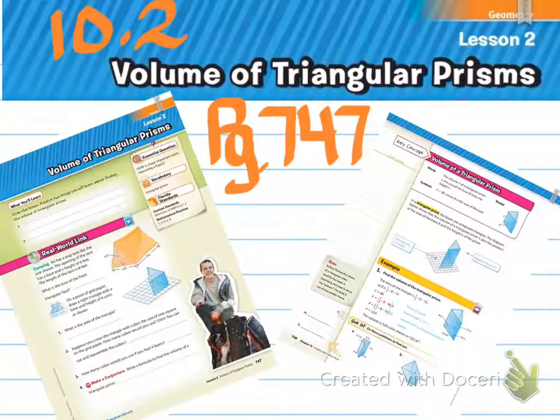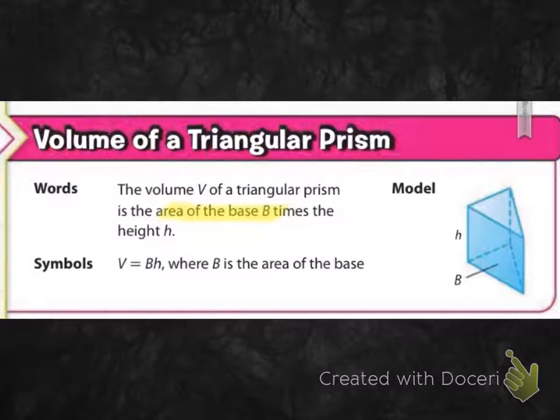All right, we're looking at Chapter 10, Lesson 2, Volume of Triangular Prisms, and it starts on page 747. But we're going to actually skip on over to 748. The top of 748 is saying the definition of the volume of a triangular prism.